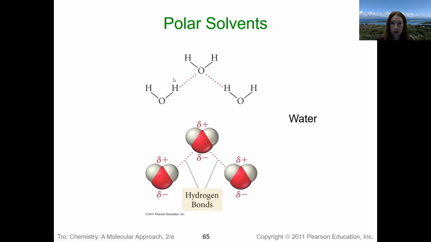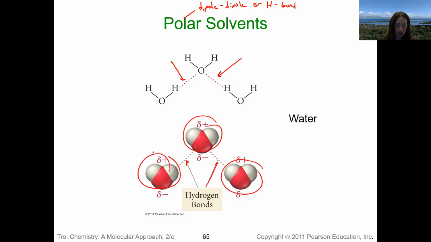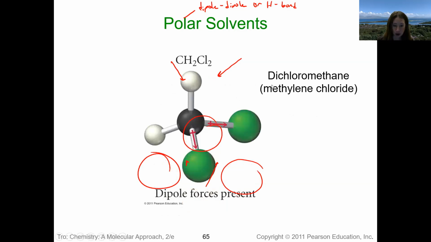All right, so polar solvents, or anything polar, would be dipole. So something that has dipole-dipole forces, or hydrogen bonding, which again, is not a bond, just super strong dipole-dipole. So again, water, these are our hydrogen bonds here. Not bonds, right? Because they're in between molecules. It's just a super strong intermolecular force. Polar solvents will dissolve, or they're miscible with, polar molecules.